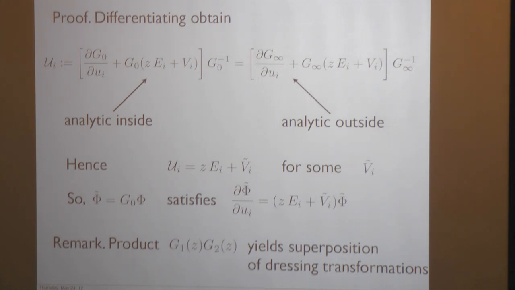I forgot to say that the matrix G0, the analytic factors, analytic inside and analytic outside, must be non-degenerate on this domain. Non-degenerate, because of this we can invert. Then what we have is this expression that I denote as script U_i: the left-hand side is analytic inside the unit circle, the right-hand side is analytic outside the unit circle.